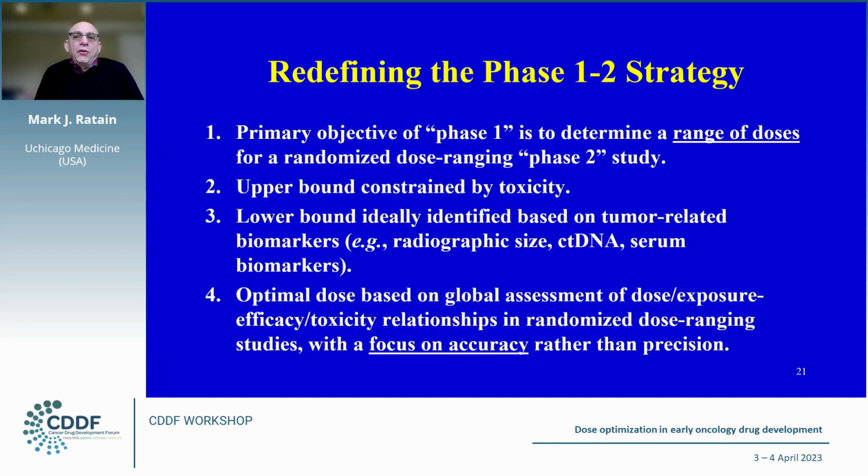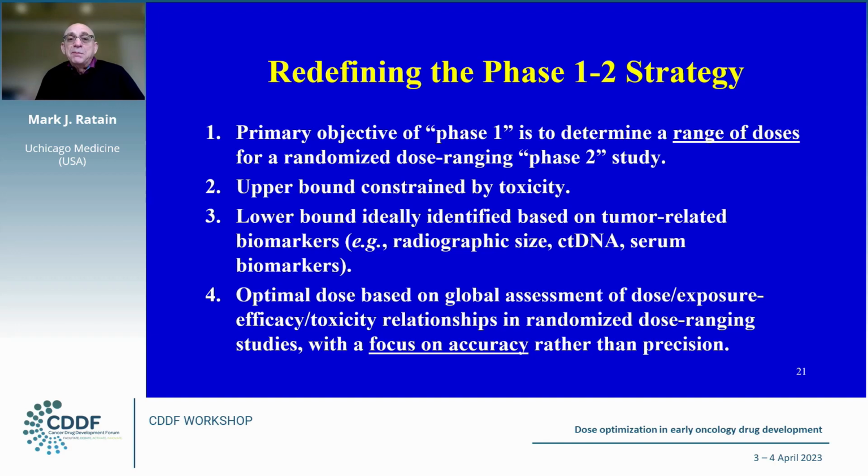So we need to refine and redefine our phase 1-2 strategy. The primary objective of phase 1 needs to be to determine a range of doses for a randomized dose-ranging phase 2 study, as exemplified by temsirolimus, and this is all spelled out in the new FDA draft guidance. The upper bound will clearly be constrained by toxicity.